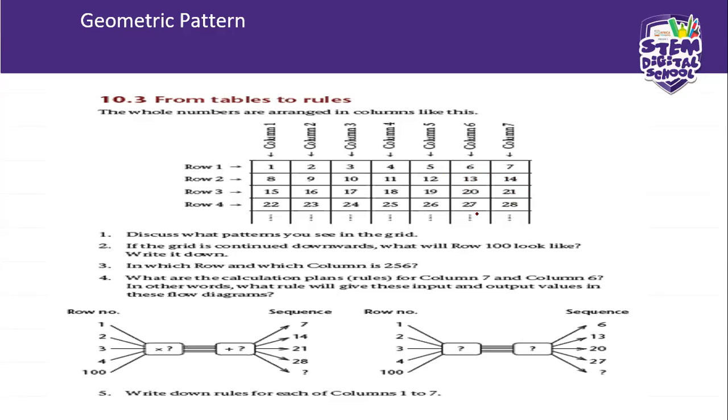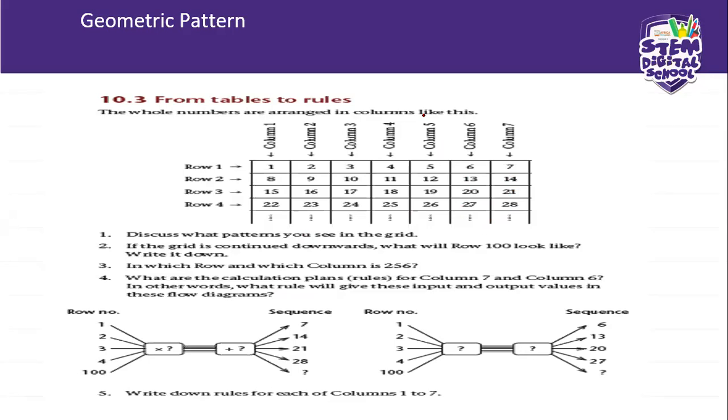So now we need to generate a rule that's going to help us to say, if they're speaking about number 256, where are we going to find it? Just by simple calculation. Because look here, it's giving us an idea to say, for me to get column 7, row 4, I can just say 4 times 7 is 28. But that's only for one column. The other columns, we need to generate such a rule.